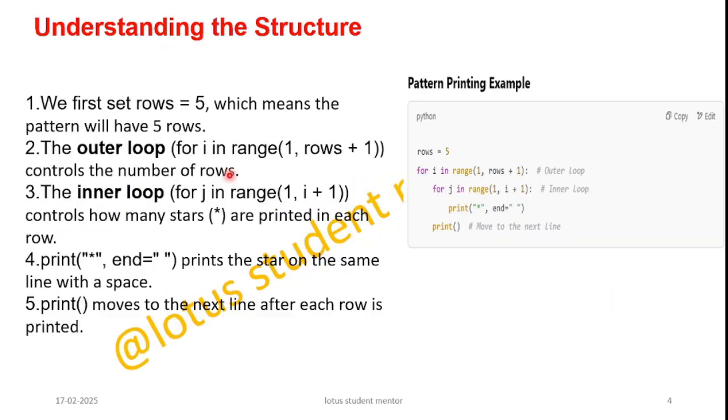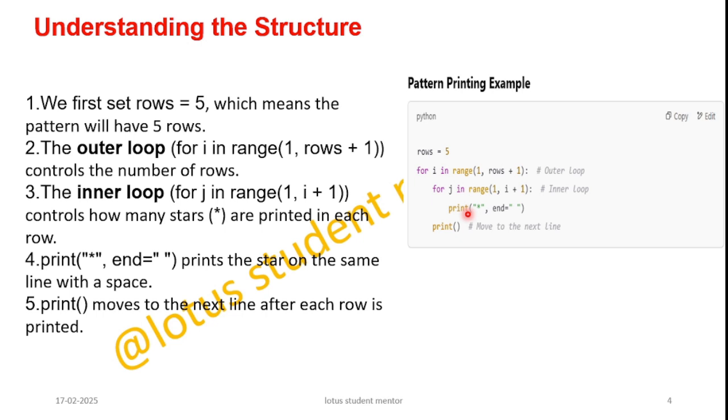Let us see. We first set rows to 5, which means the pattern will have 5 rows: first row, second row, third row. The outer loop, for i in range 1 comma rows plus 1, controls the number of rows. And the inner loop controls how many stars are to be printed in each row. That is what the inner loop does.